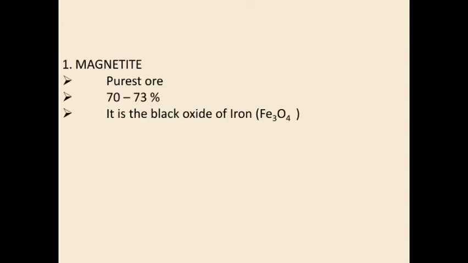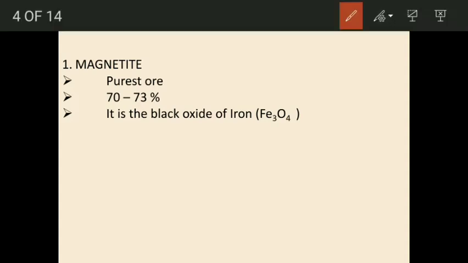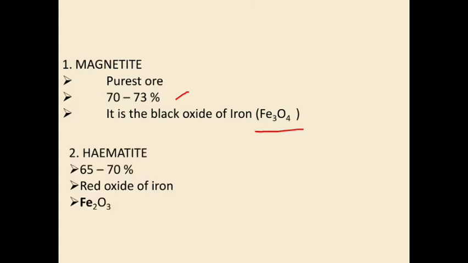The first one is magnetite. Magnetite is the black oxide of iron. It contains the maximum amount of iron, that is 70 to 73%. Its formula is Fe3O4. Since it has the highest percentage of iron, it can be said to be one of the purest ores. Next one is hematite. Hematite is the red oxide of iron having formula Fe2O3. It contains about 65 to 70% of iron.